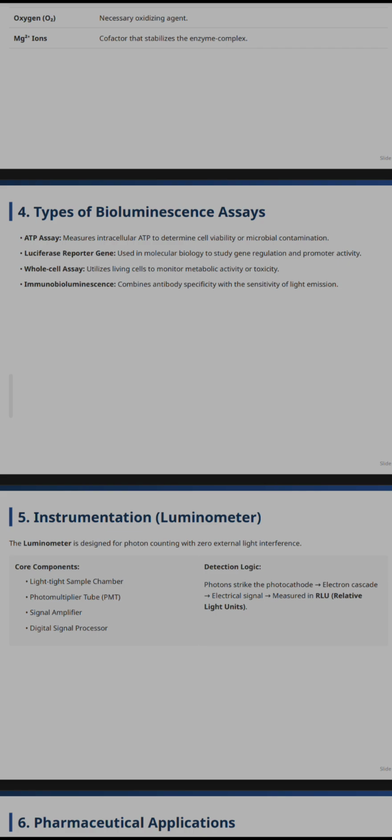The second is the luciferase reporter gene assay. Usually luciferase is inserted into plasmid genes used in DNA replication. When the plasmid replicates, it is used in gene expression studies. Whether the plasmid is expressing a particular gene, we can detect by inserting luciferase. The third one is the whole cell assay, which is used in toxicity and drug testing. And the fourth one is the immunobioluminescence assay, used for antigen and antibody detection.